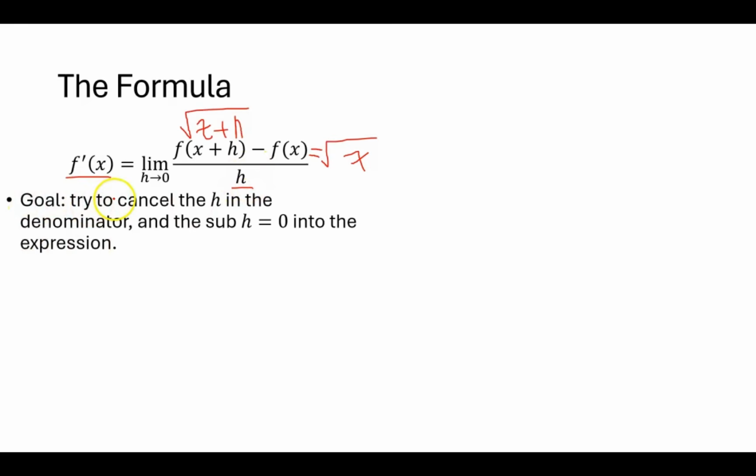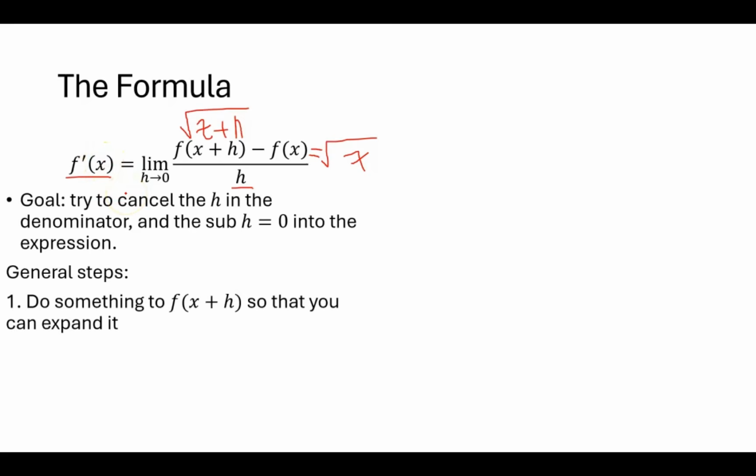And the goal is to try to cancel the h in the denominator and then substitute h equals 0 into the expression, basically into the numerator above. And then you can cancel out all the h because they are all zeros. And then you are left with your derivative function. So these are the general steps for the first principle questions.